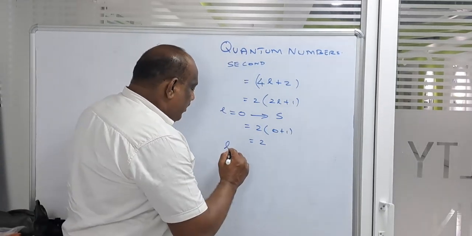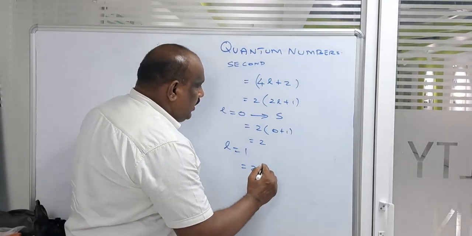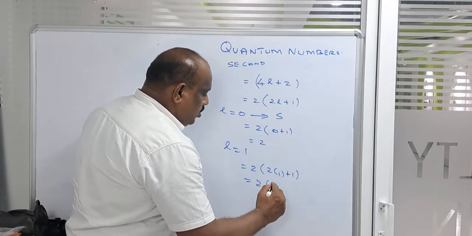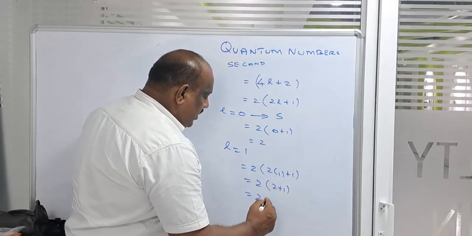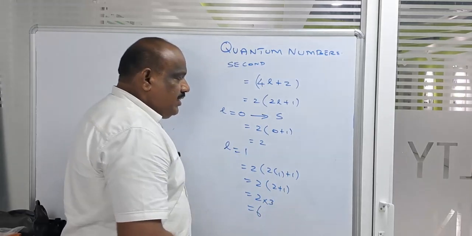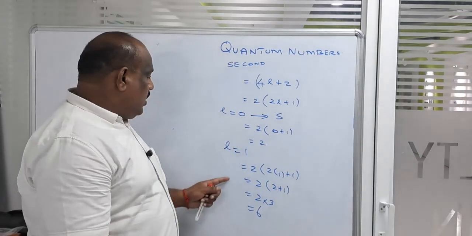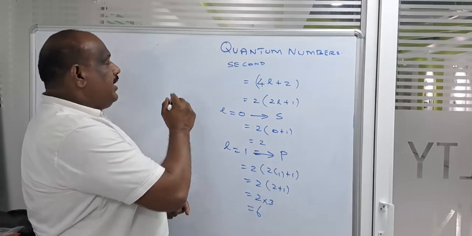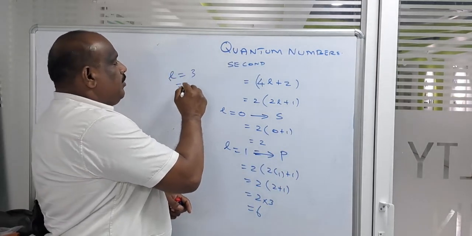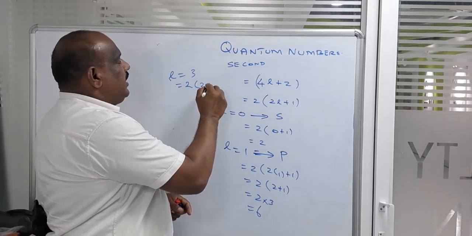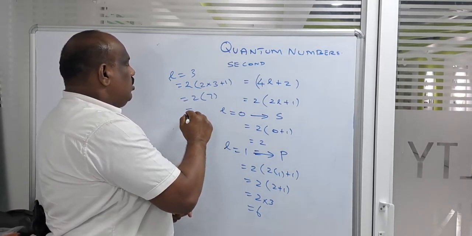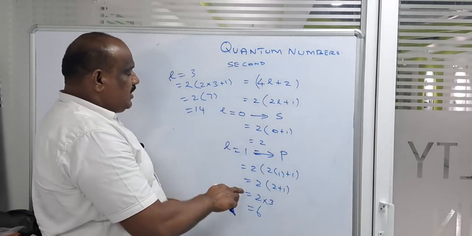And when L equal to 1, it will become what? 2 into 1 plus 1. So it is 2 into 2 plus 1. So it becomes 2 into 3. How many electrons? 6 electrons. So when L equal to 1 means it indicates what? P subshell. When L equal to 3, it will be 2 into what? 2 into 3 plus 1. So 2 into 6 plus 1, 7. So equal to 14. I have missed L equal to 2.